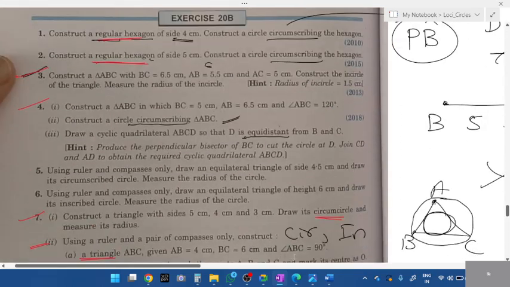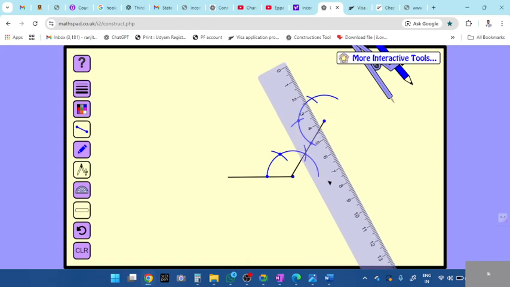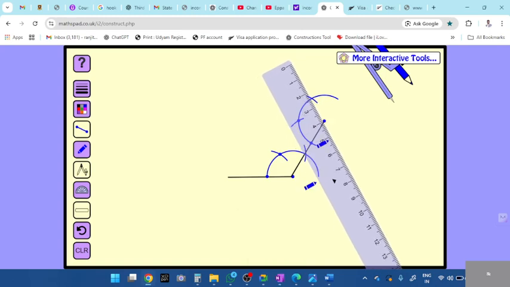Wait, do you want to leave? 15 minutes. Be quick. It depends. If you complete quickly, we'll. This is circumcircle. I'm teaching circumcircle and incircle now. Then we'll do one locus and construction together.